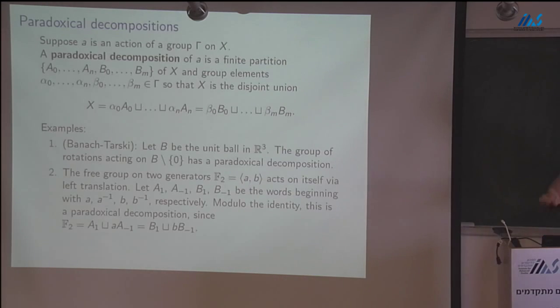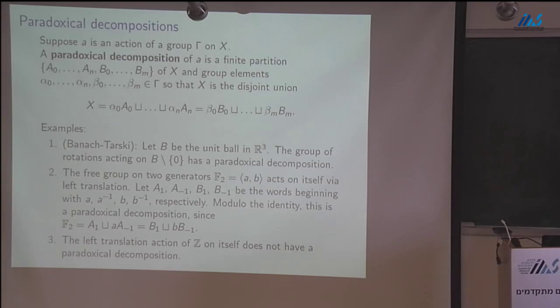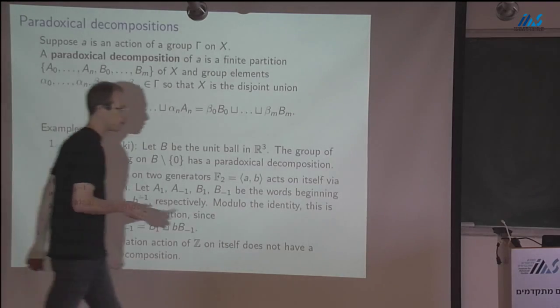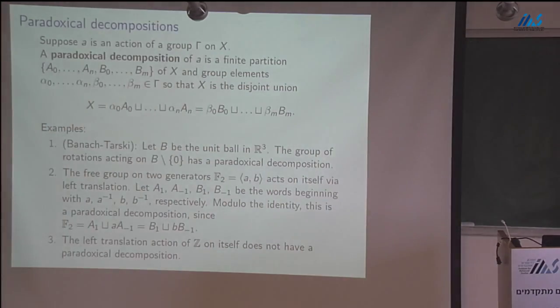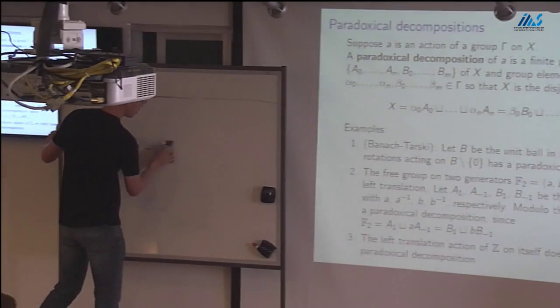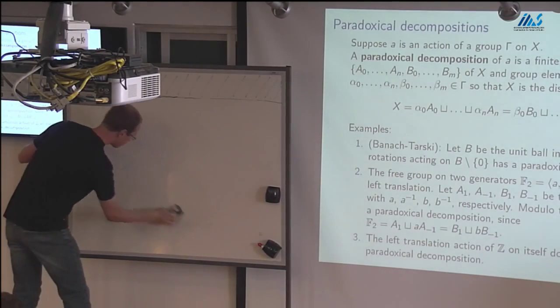Good. So how about a non-example? Let Z act on itself by multiplication on the left. And there's not a paradoxical decomposition of that action. And the reason is there's a finitely additive measure on subsets of Z, which is invariant under that group action.